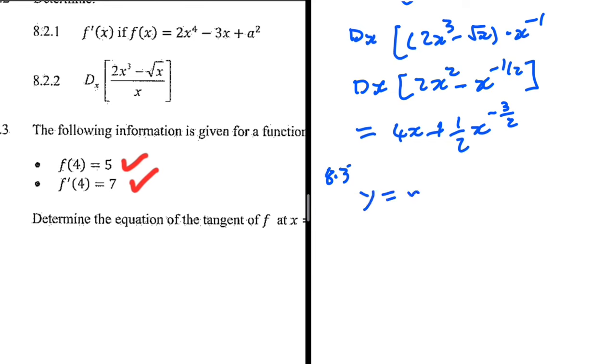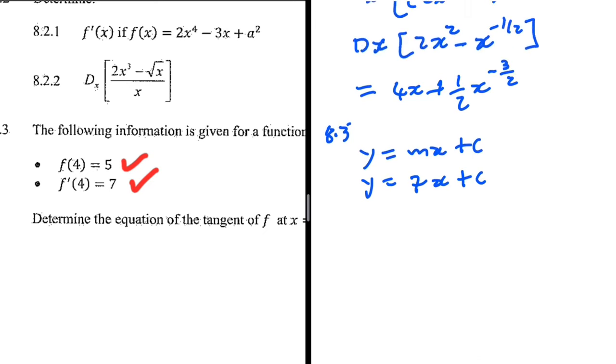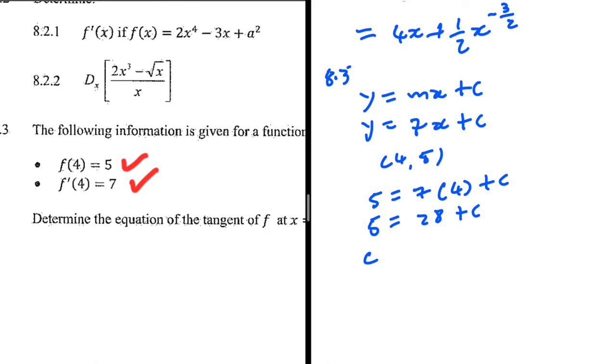Y is equal to mx plus c. We already have the gradient. The gradient is 7 at that point at x is equal to 4. So we have 7x plus c. We just need to determine c. But we're given this point when x is equal to 4, y is 5. So we have 5, 7 multiplied by 4 plus c. So let's take a look. 7, 14, 21, 28. So we have 28 plus c. So c is equal to minus 23. So y is equal to 7x minus 23.